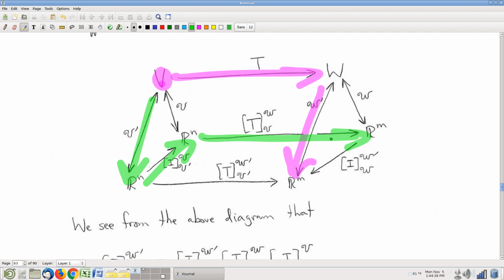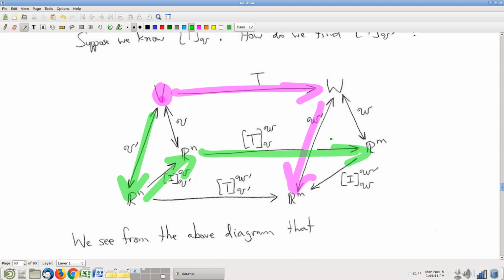Notice that even though those two calculations don't immediately appear to have anything to do with each other, having this diagram written out, you can see that the results of those two calculations are in fact very closely connected. You see right here from the diagram, the output from the green calculation and the output from the purple calculation, that's just a change of basis on the same output vector in W.